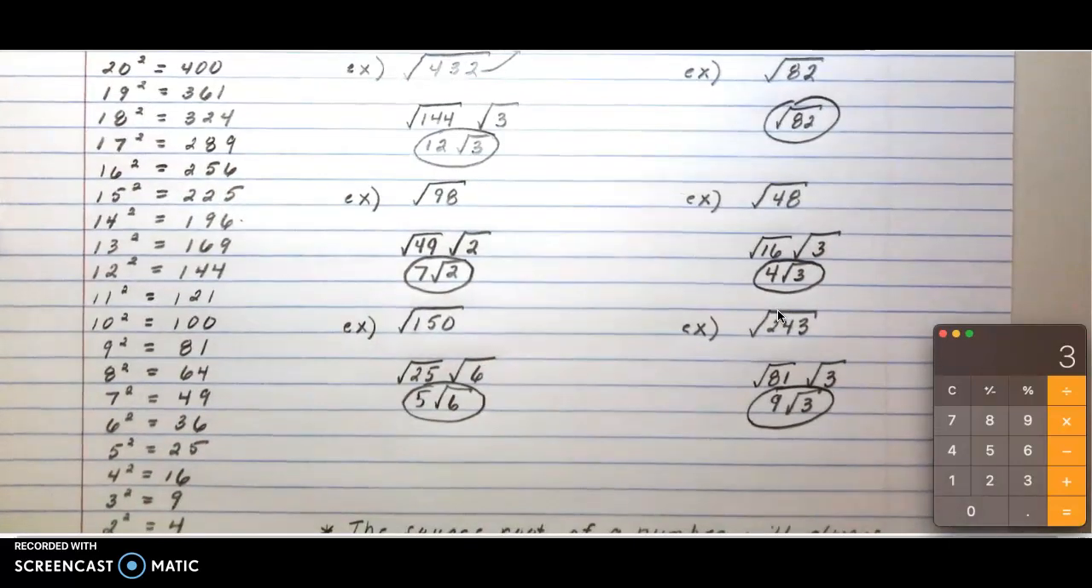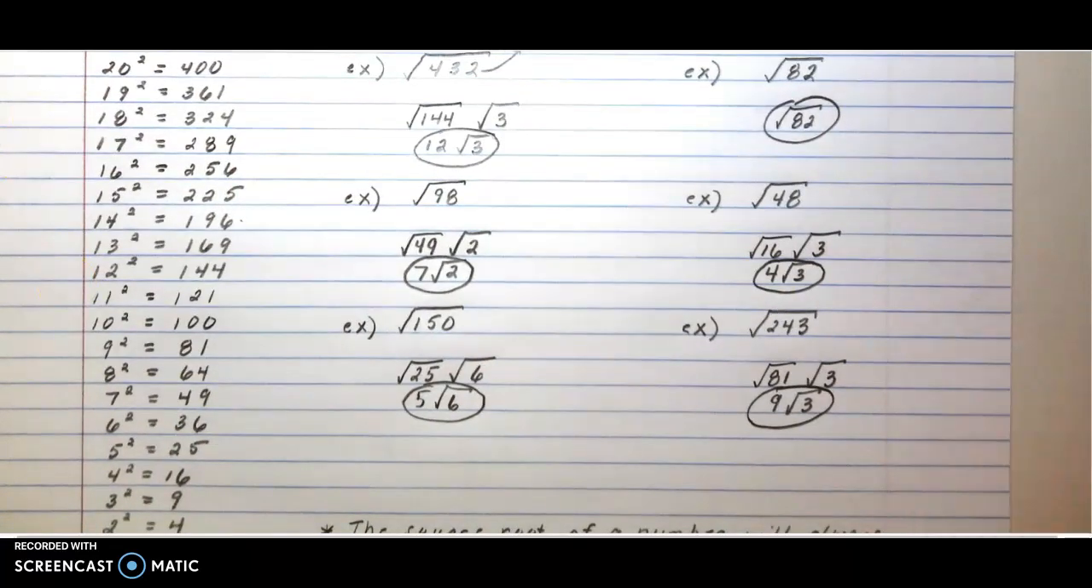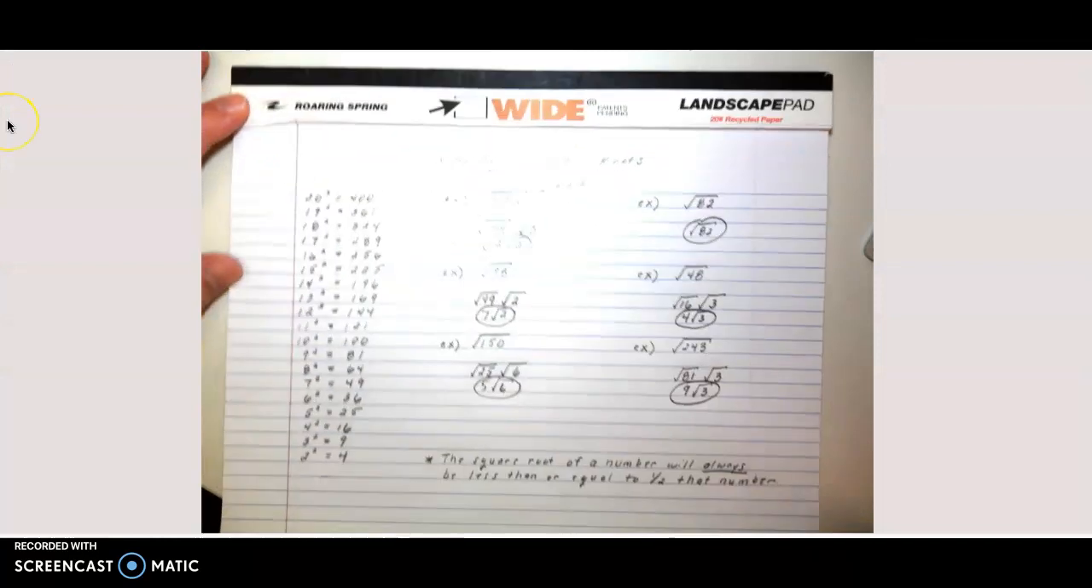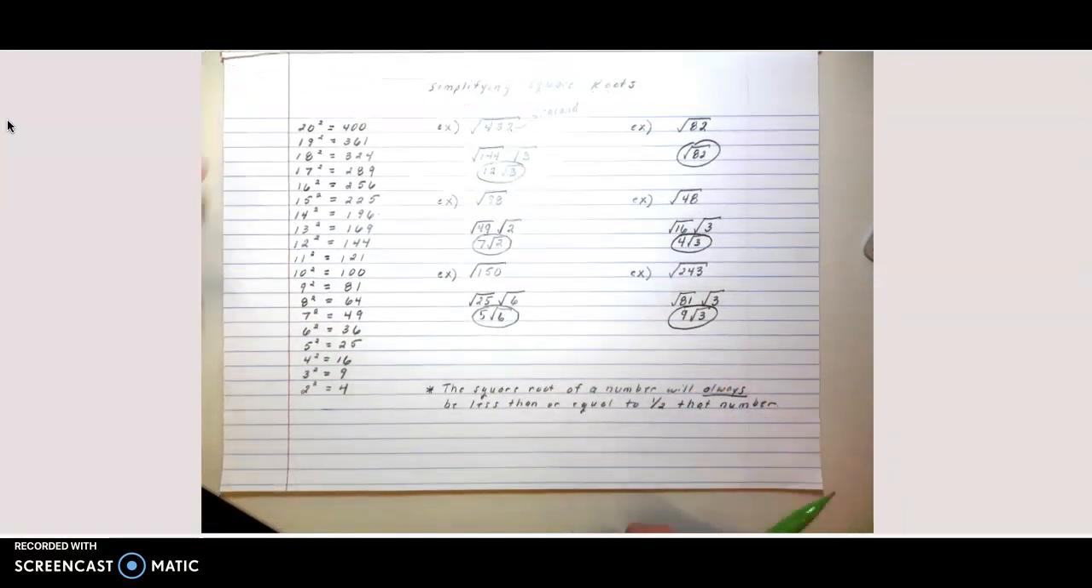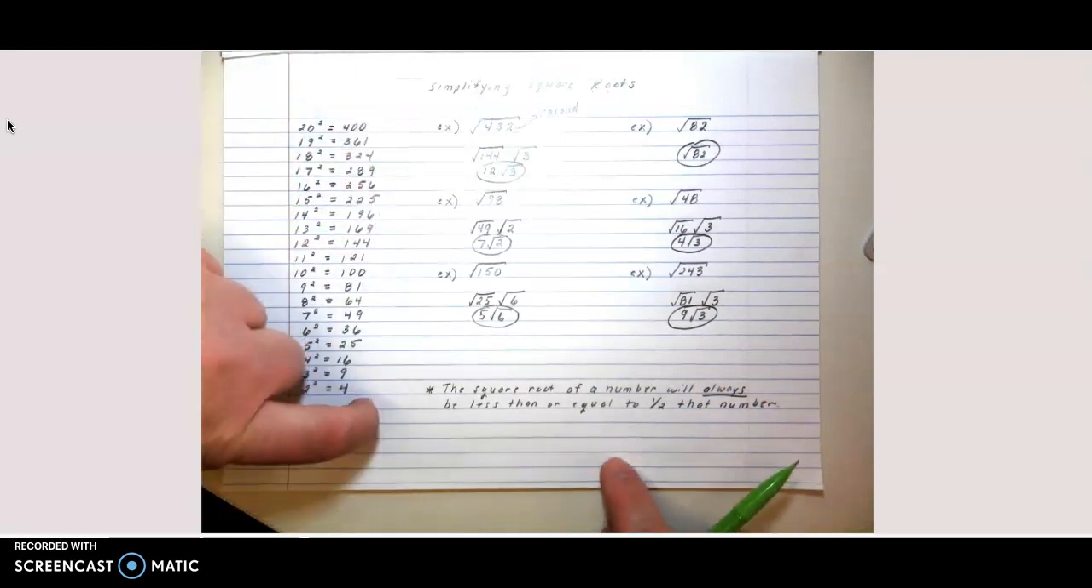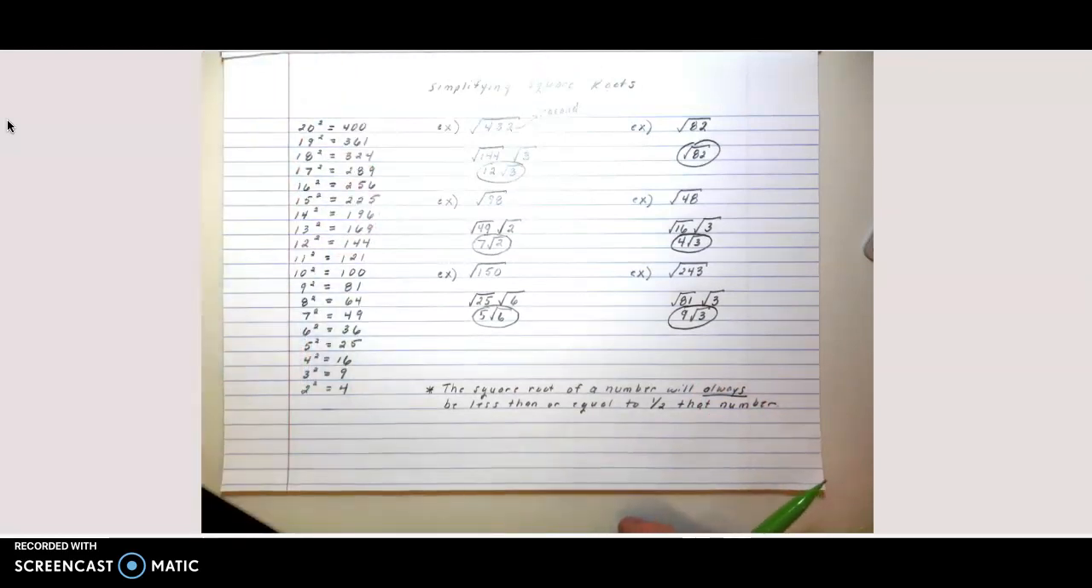My recommendation to you, let me zoom out a little bit on this. My recommendation to you would be to actually write down and make your own list. Okay, make your own list of perfect squares and have it handy so that whenever you're doing these types of problems, you have a reference to look at.